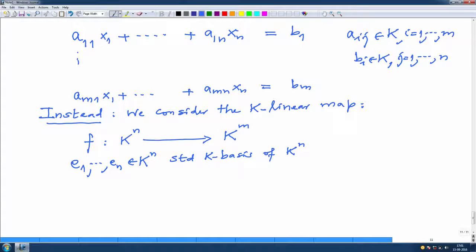I would also think of them, rather than as rows, as columns. Instead of writing E1, for example, as an n-tuple where the first entry is 1 and the remaining entries are 0, that is the first basis element here, I would write it as the column 1 0 0. So this is the preferred way.